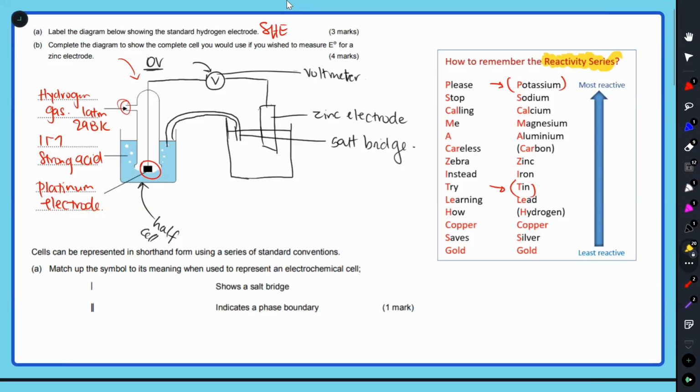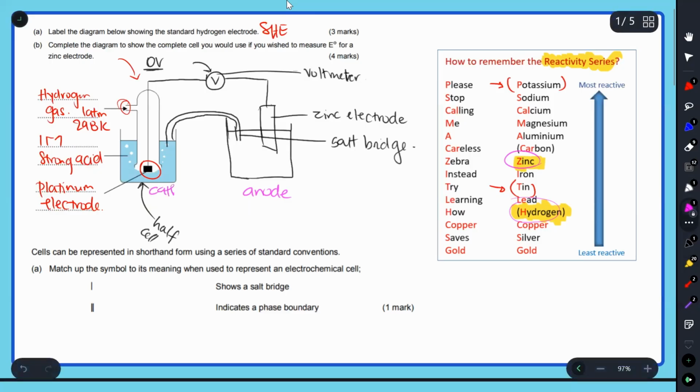So zinc would be your anode, because hydrogen is right here in the electrochemical series, and zinc is right here, right? So seeing that zinc is higher in the reactivity series than hydrogen, zinc is more reactive than hydrogen, hence zinc will be our more negative electrode or anode. And that would make the standard hydrogen electrode the cathode.